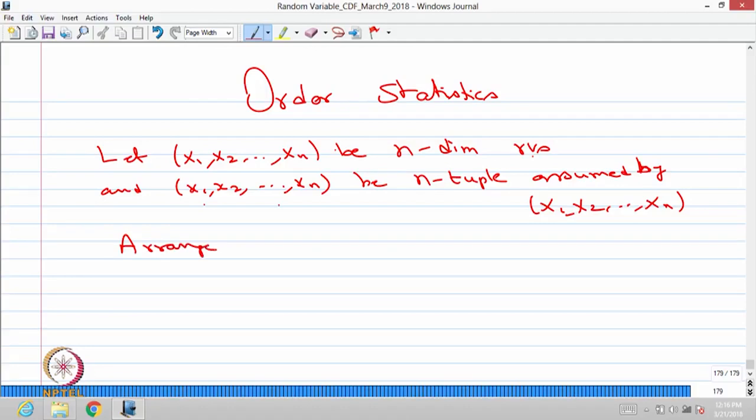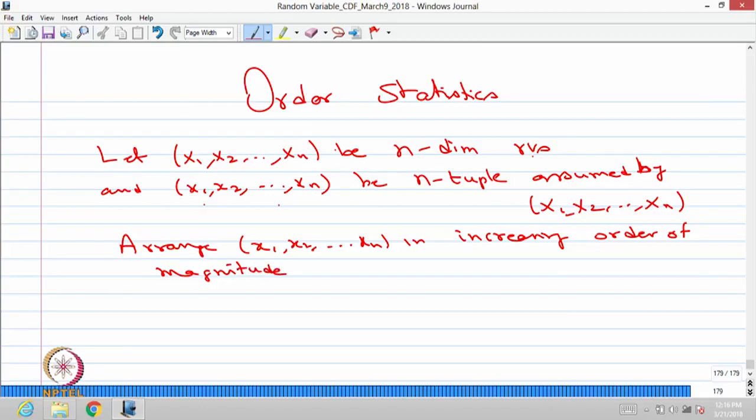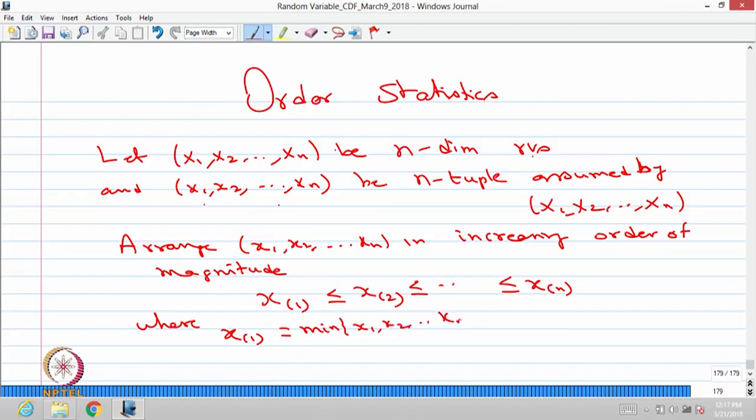Arrange these possible values in increasing order of magnitude, so that I can make it as x bracket 1, x bracket 2, and so on till x bracket n, where x bracket 1 is nothing but the minimum of these xi values.